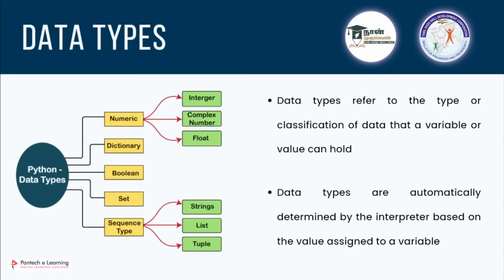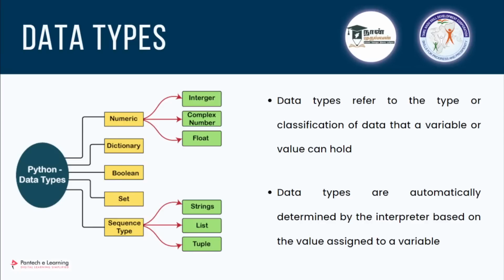And what is a data type? Data type refers to the type of classification of data that a variable or value can hold. These data types are automatically determined by the interpreter based on the value assigned to a variable. In some other languages you have to mention what type of data it is, but in Python you don't need to mention it. The interpreter will automatically determine which type of data you are mentioning, based on the way you are assigning.